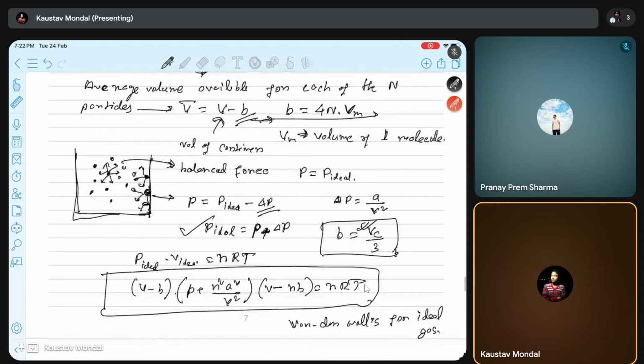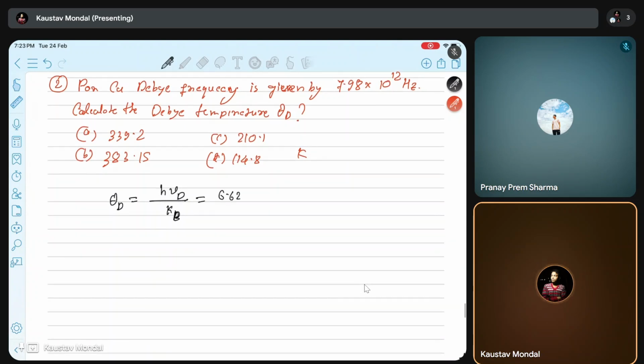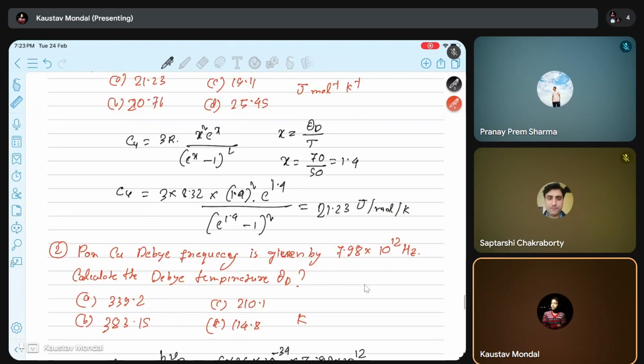So theta D, the Debye temperature, is h nu D by kB. H we know is Planck's constant, 6.626 into 10 to the power minus 34. The Debye frequency that is given is 7.98 into 10 to the power 12 hertz. And kB we also know, 1.38 into 10 to the power minus 23. So all this calculation, you'll get theta D as 383.15 Kelvin.